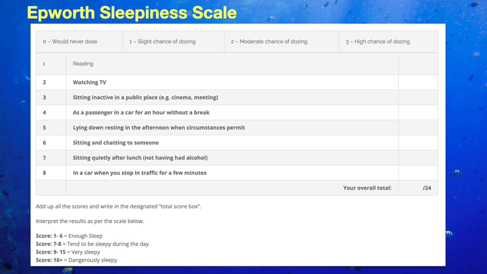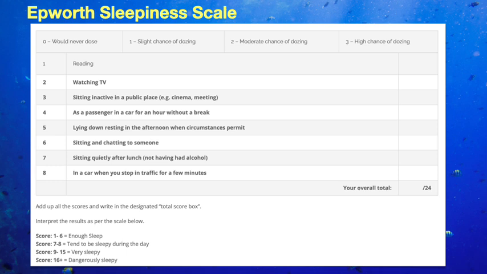You're lying down resting in the afternoon, just chilling, and before you know it, you are fast asleep. You're a passenger in a car for an hour, and before you know it, you're sleeping. You're sitting and chatting with someone. That's quite embarrassing, but for some folks who are just sitting and chatting, before you know it, they are falling asleep. You're sitting quietly after lunch, without any alcohol, and before you know it, you're falling asleep.